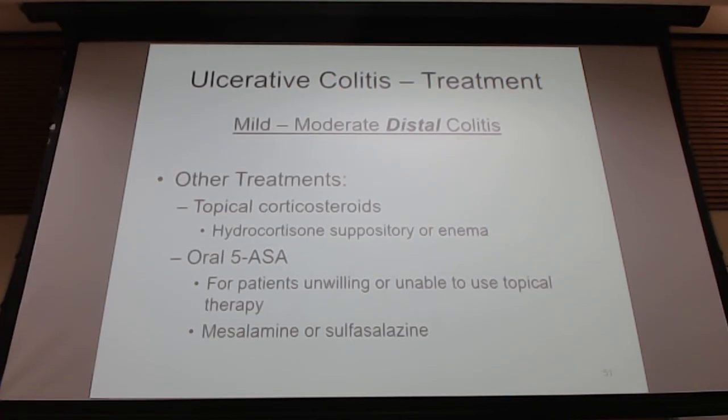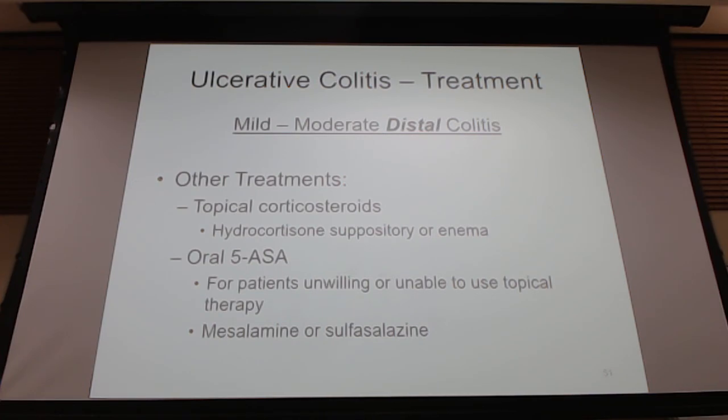Now we have moderate distal colitis. So other treatments for that: topical corticosteroids right at the back. They do that in two different forms. Either way, hydrocortisone is a steroid. They do it as a suppository versus an enema, and maybe they've tried those, and the patient can tell you, I prefer this one, it works better. And then there's the oral aminosalicylic acid as well.